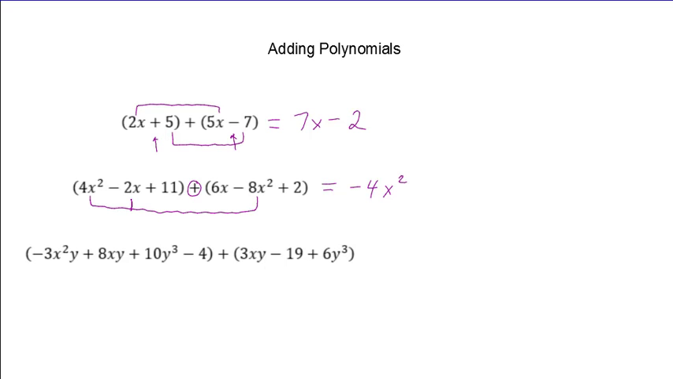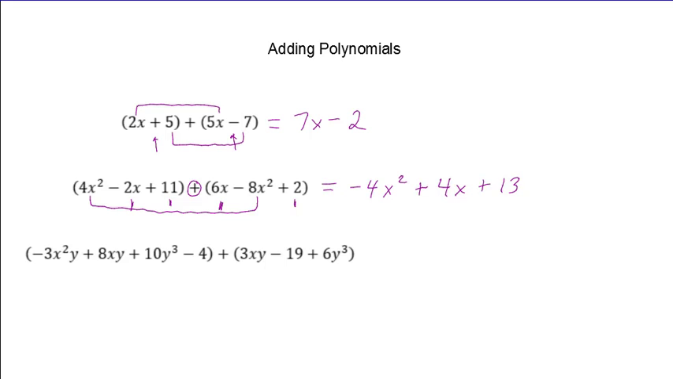Then I have a negative 2x and a positive 6x. That is going to be plus, so a positive 4x. And then last but not least, I have a positive 11 and a positive 2. That adds up to plus 13. So I end up with a trinomial. Tri, that prefix means 3.